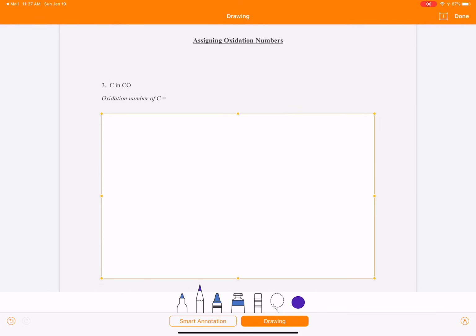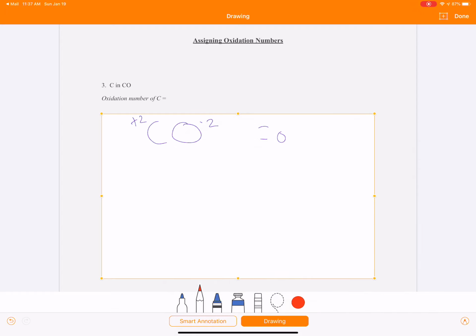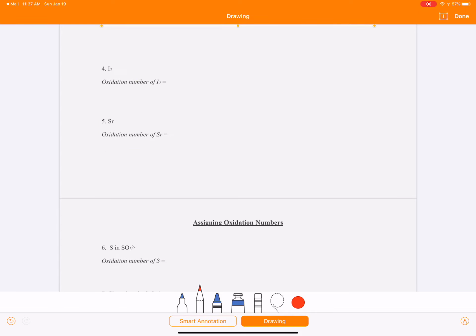Okay, now we're given carbon monoxide, and we want the oxidation number of carbon. This one's pretty simple. You know oxygen's always -2 unless in a peroxide, which means that carbon would just have to be +2 to make that 0. So the oxidation number of carbon in carbon monoxide is +2.